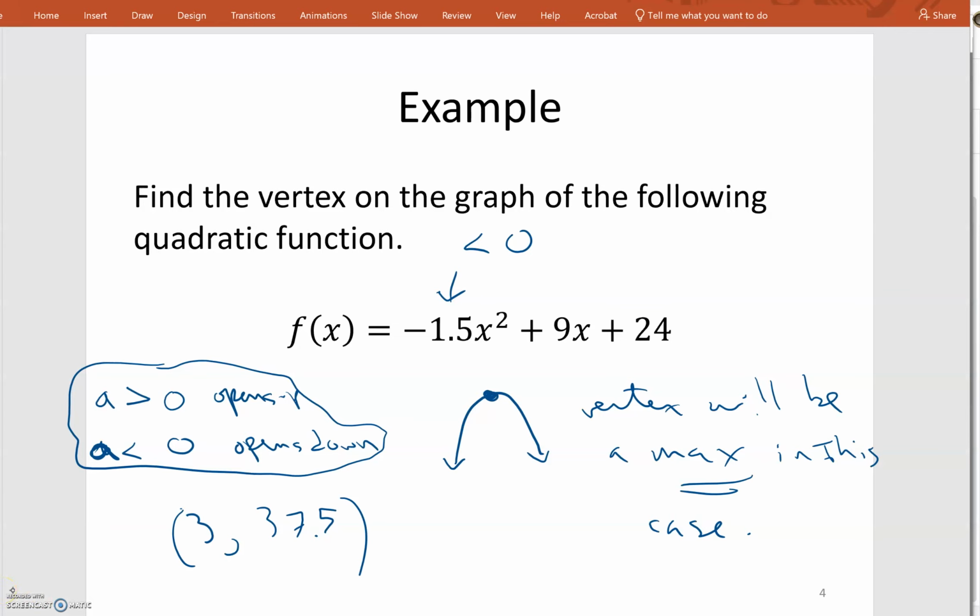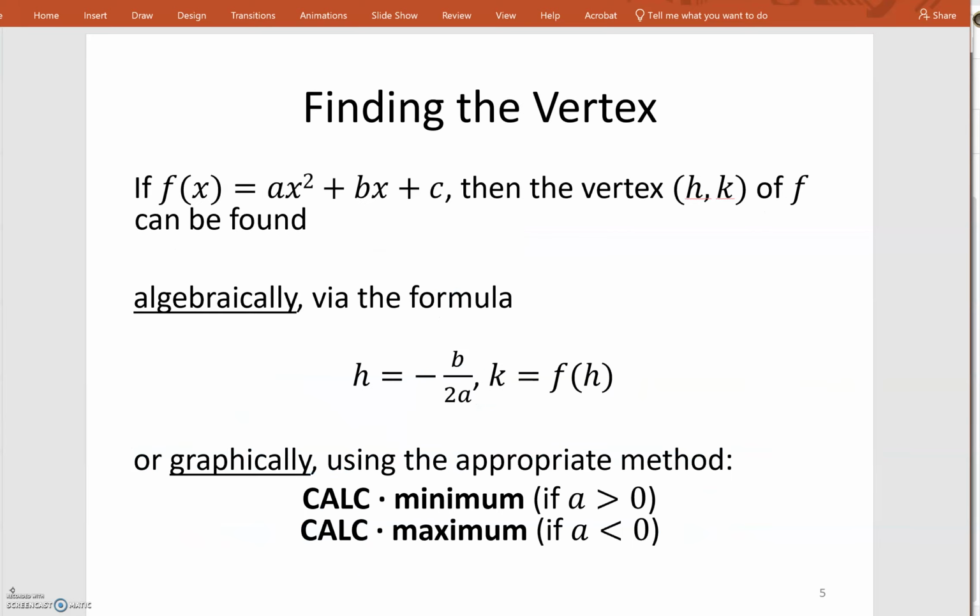Okay, so as I was saying, this is 3, 37.5. That's the coordinates of my maximum. Now, I wanted to go ahead and show you that, but there is another way to do this, as this slide says, algebraically. Actually, this slide has both methods. It has the method we just used, which is down here, but there's also an algebraic method.